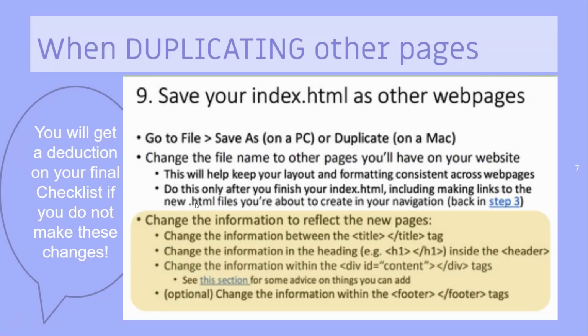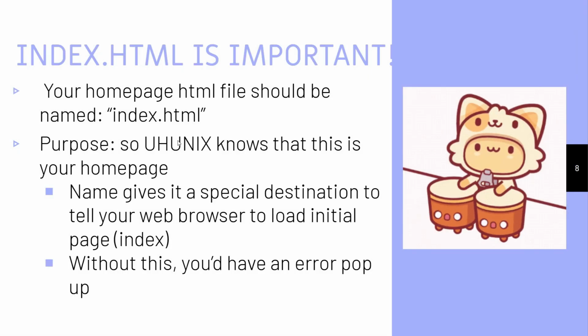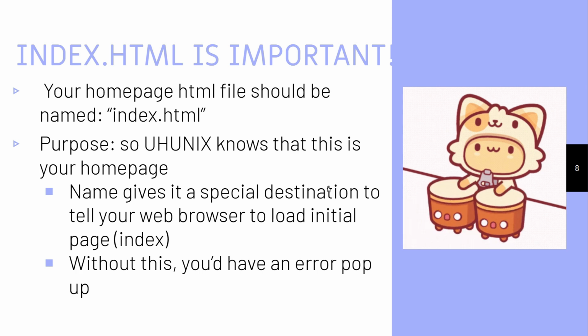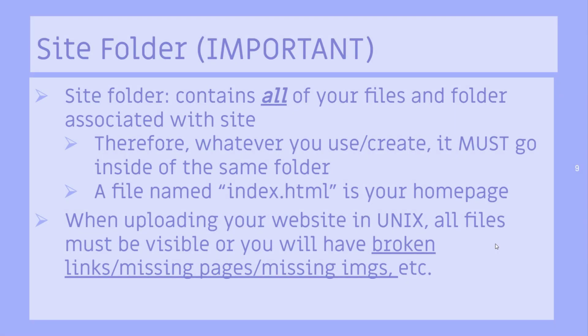Okay. So when you're duplicating other pages, make sure that when you are saving, file save, your rough skeleton is the same, but the information between the title tag is different, your headings are different, and the information within the content is different. Also, your index.html is very important. Like I mentioned, your homepage HTML file should be named index.html. It is not homepage.html. That will make it not work. So just make sure of that, okay?